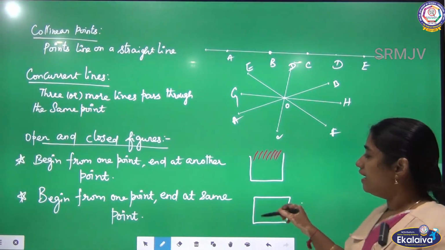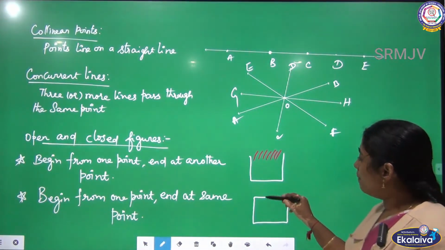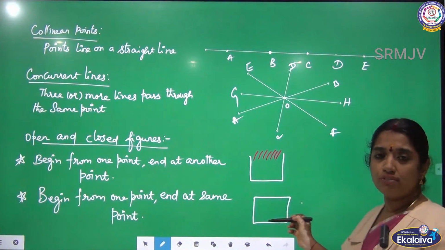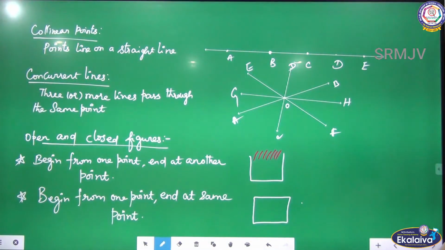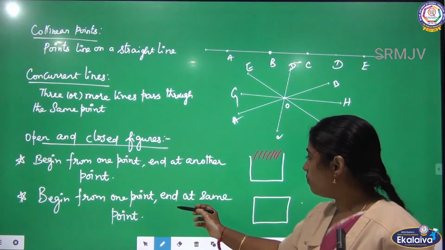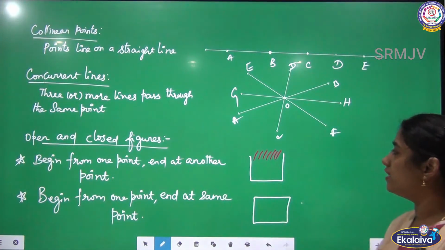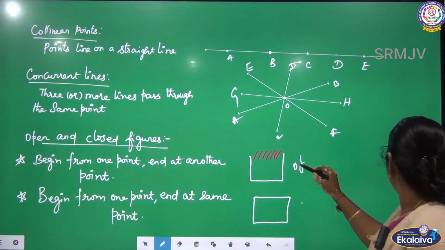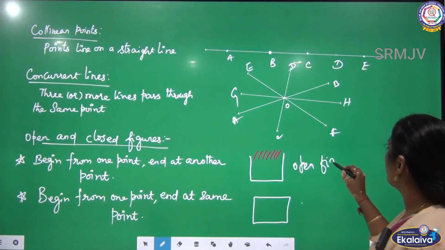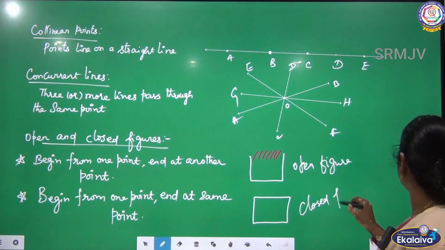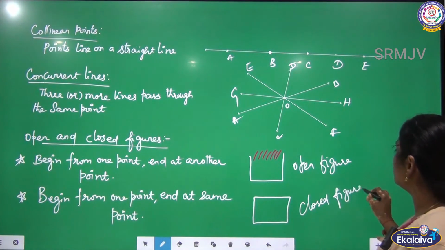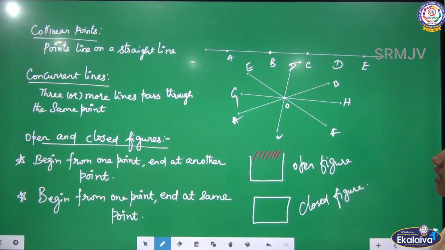See that, any gap here? No, all these 4 sides are to be covered. Is it or not? Can you understand this, children? So begin at one point and end at the same point. So this is your open figure, and this is an example for the closed figure. Can you understand this, children? What is the difference between the open figure and the closed figure?